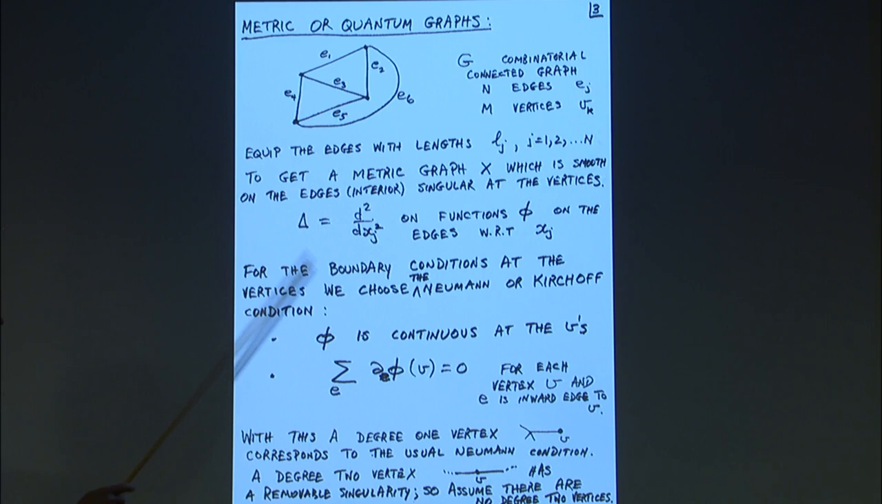I use arc length to parameterize the lengths. That's unique, it's smooth there. There's no other geometry going on. So the operator is just the usual d2 by dx squared, as it would be if it were an interval or a finite number of intervals or something of that nature. But the question is, what happens at the edges here?